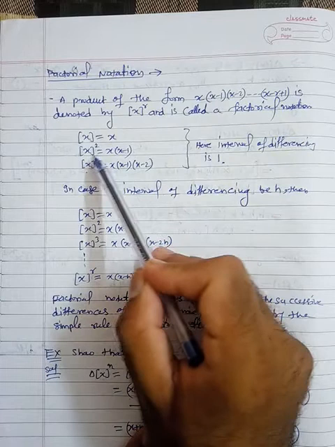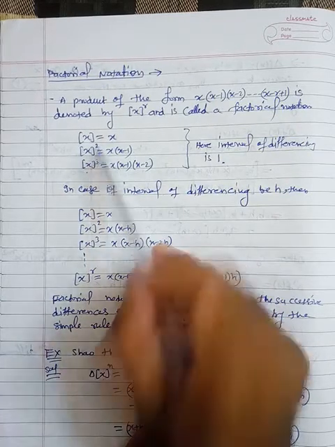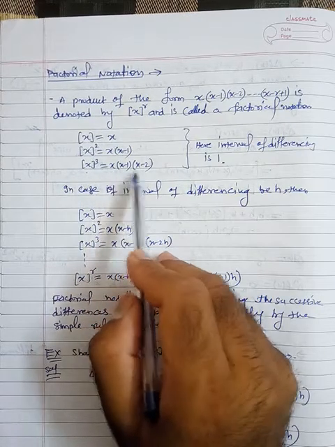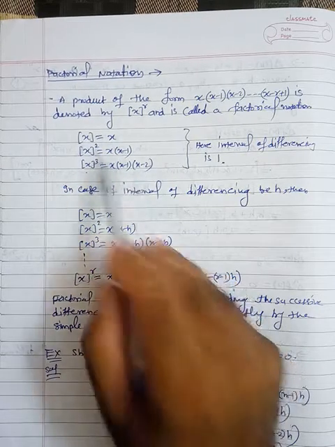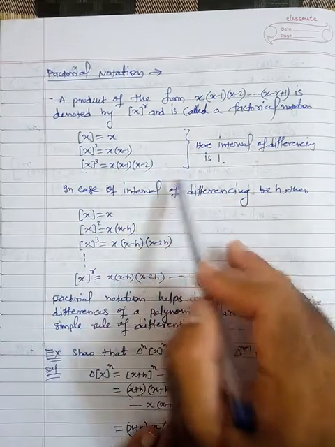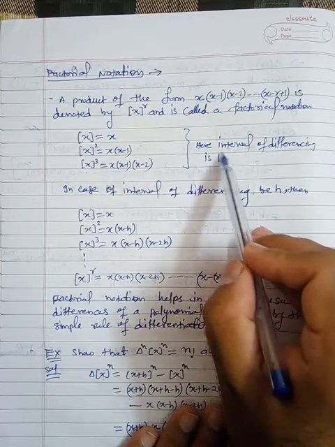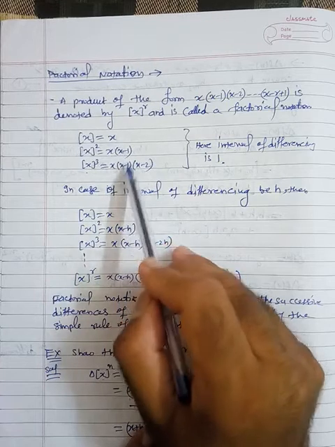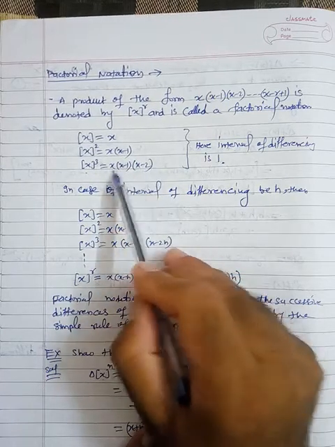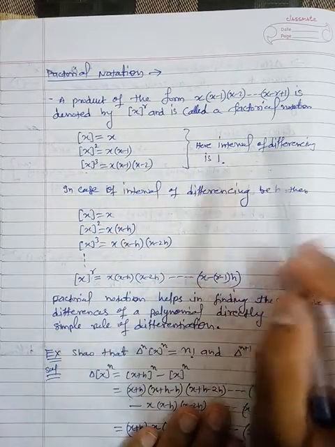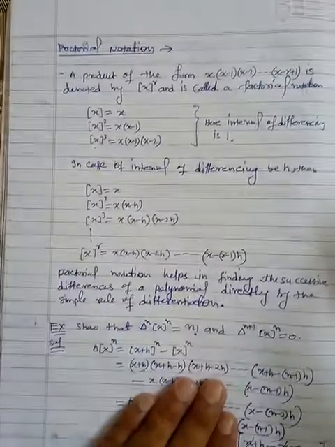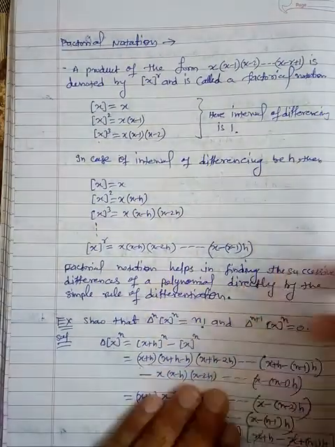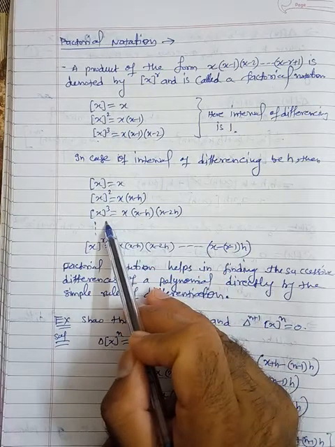So x into x minus 1 is x factorial raised to the power 2. Similarly, the third order factorial notation is x into x minus 1 into x minus 2, and so on. The important thing is that here the interval of differencing we have taken is 1, because the difference between x and x minus 1 is 1, and between x minus 1 and x minus 2 is 1. But suppose the differencing is not 1, maybe half or more than 1, then in that case these are the factorial notations.